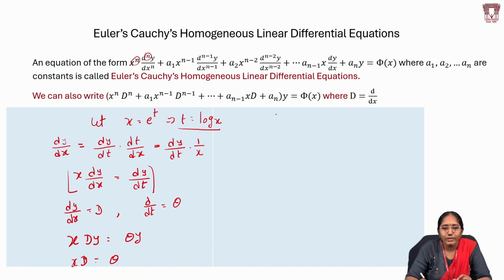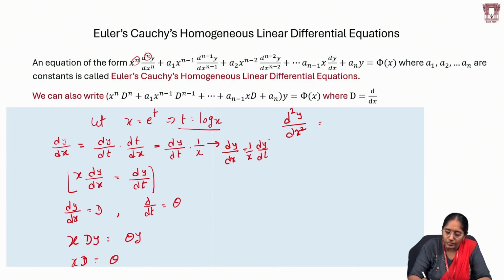Now we will find the second order derivative, d square y by dx square. In the previous step we got dy by dx equals 1 by x dy by dt. Using this, again we differentiate on both sides with respect to x. So now d by dx of 1 by x into dy by dt.